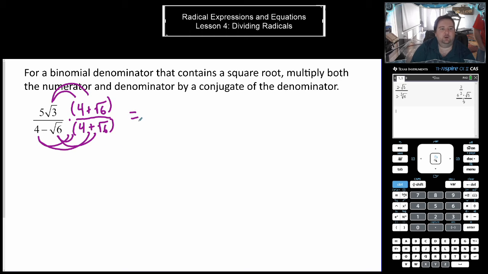And let's get to work. What is 5 root 3 times 4? 20 root 3. What is 5 root 3 times root 6? That would be 5 root 18.